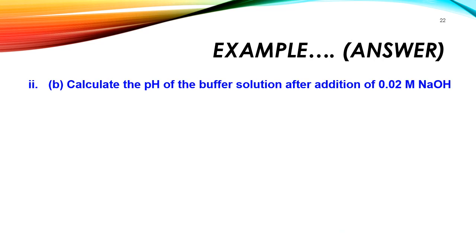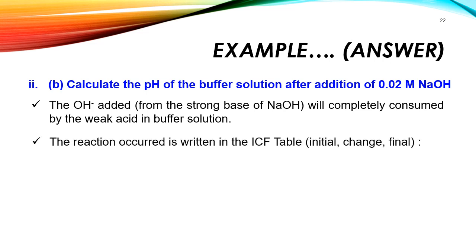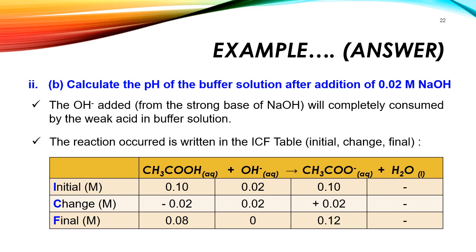Now, what happens to the buffer solution if a small amount of a strong base is added to the buffer solution? We can consider question B as an example. Calculate the pH of the buffer solution after the addition of 0.02 molar of NaOH. Take note that the OH- added from the strong base will be completely consumed by the weak acid in the buffer solution. Considering this, the chemical reaction can be written in the ICF table.